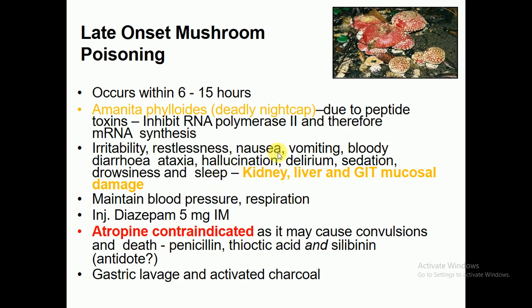Restlessness, nausea, vomiting, bloody diarrhea, ataxia, involuntary shaking, hallucination, delirium, sedation, drowsiness, sleep, anxiety, and kidney, liver and mucosal damage may occur. Blood pressure and respiration should be maintained. Injection diazepam can be given at 5 mg intramuscularly. Atropine is contraindicated as it may cause convulsion and death.